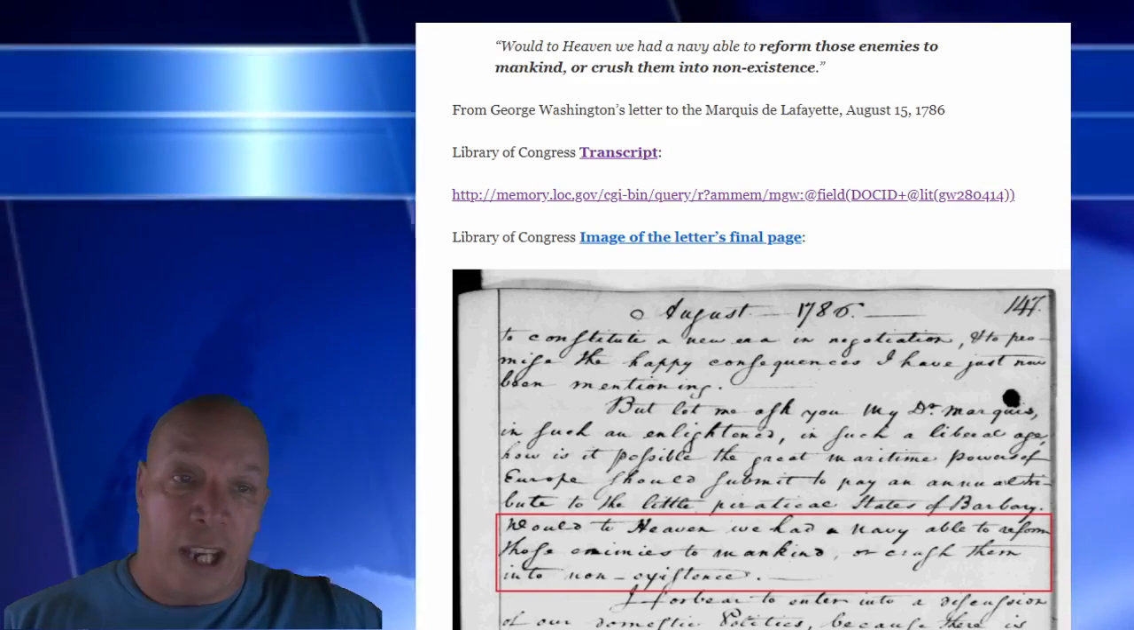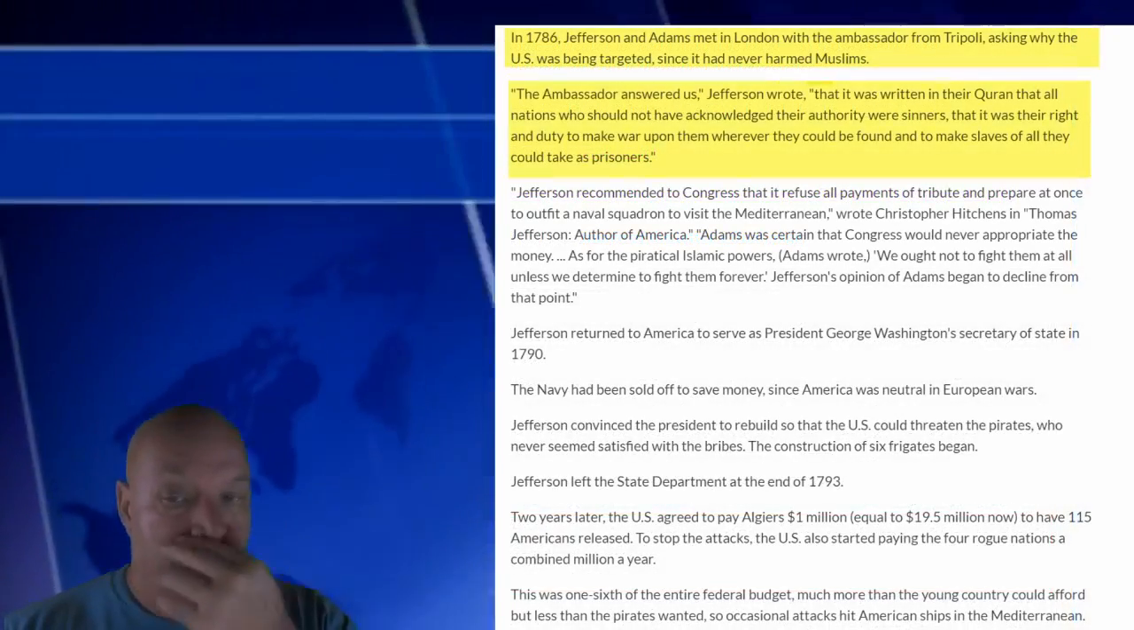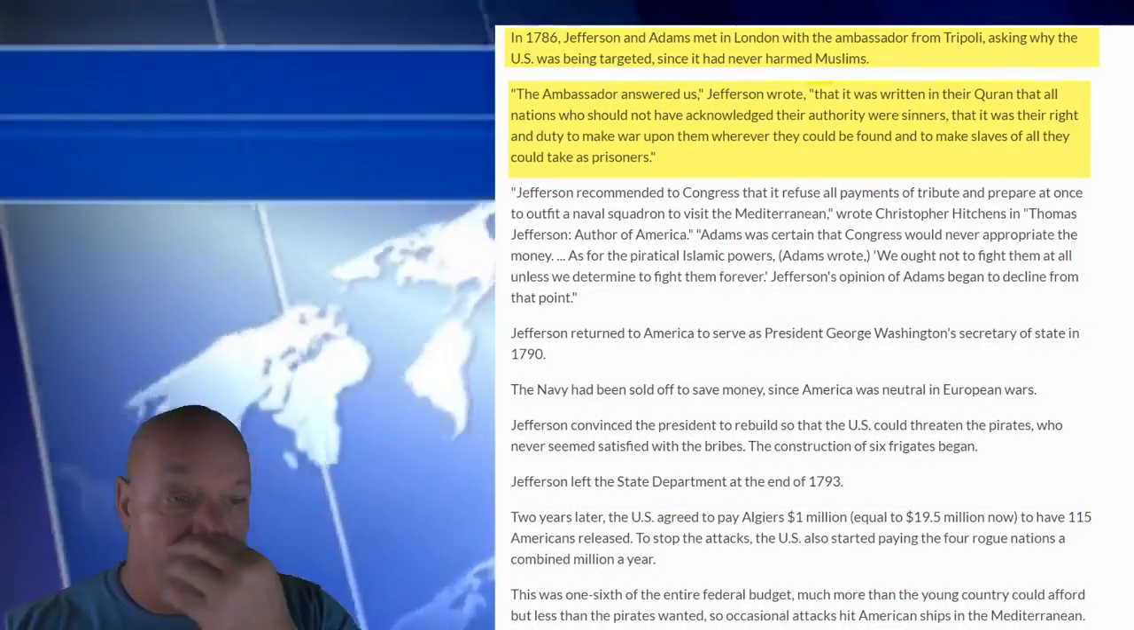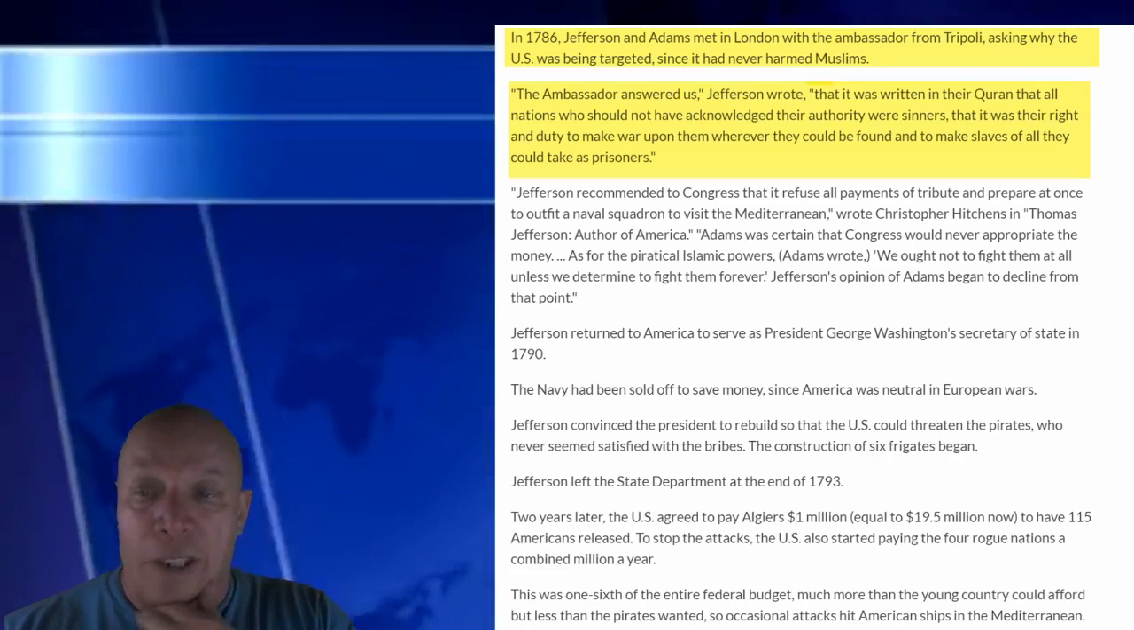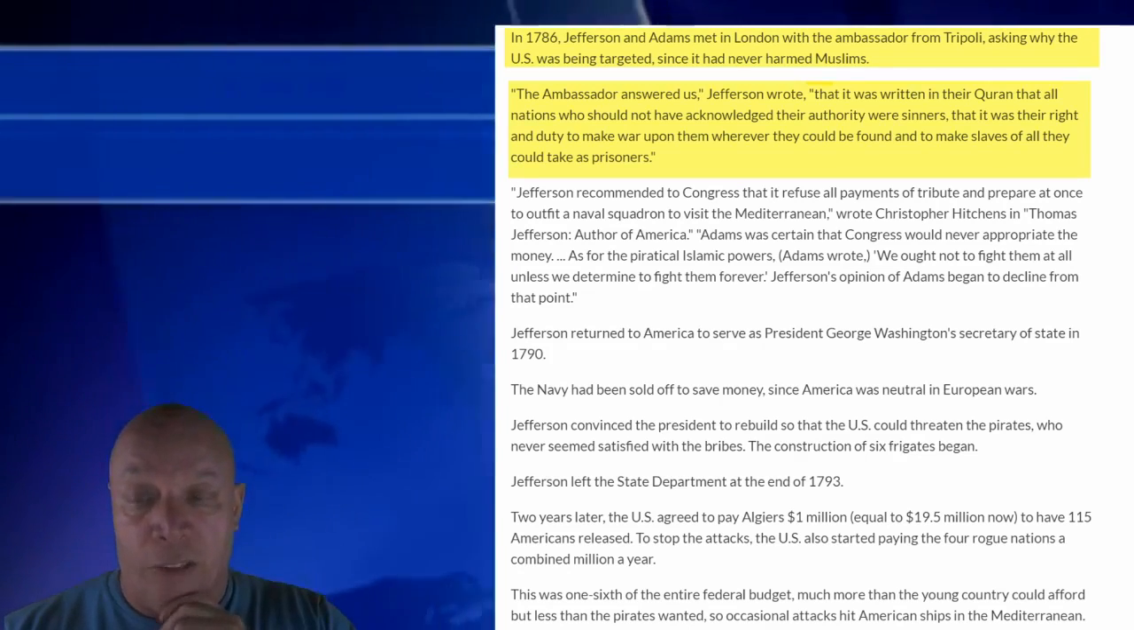And I know today you have people who try to make it out that Thomas Jefferson was a friend of the Muslims. Well, this is another fabricated, propagated lie by the left of who we know today. The left is allied with the totalitarian Islamic Muslims.